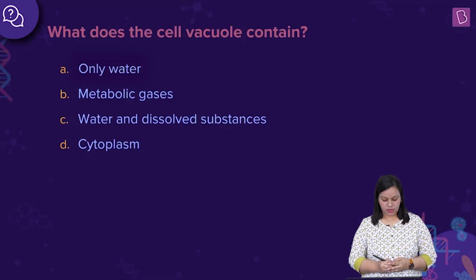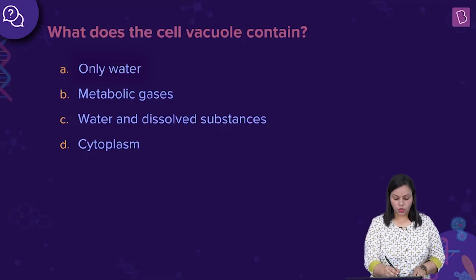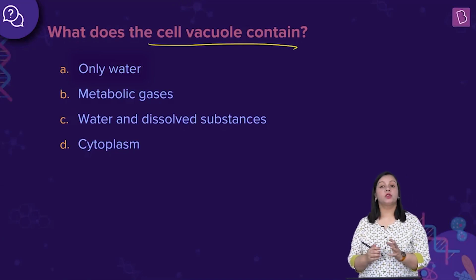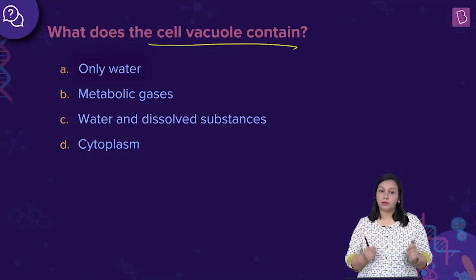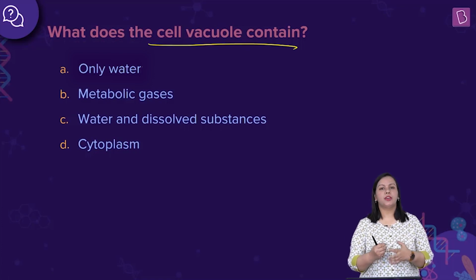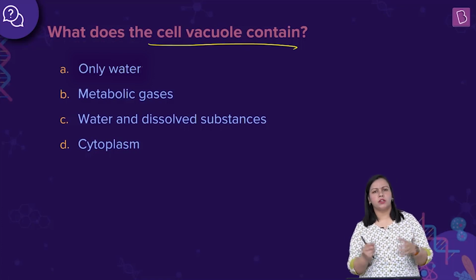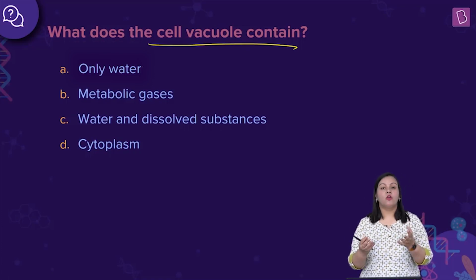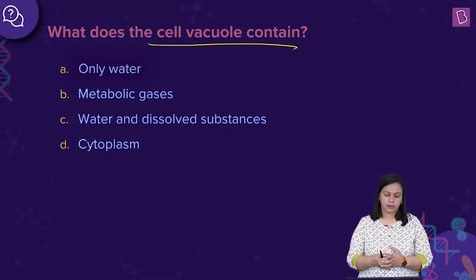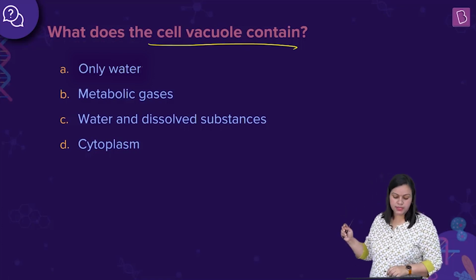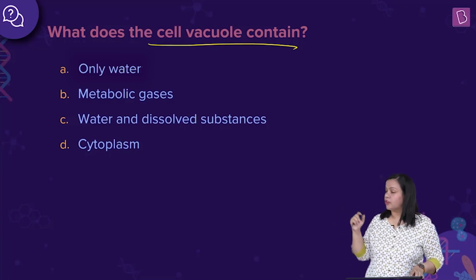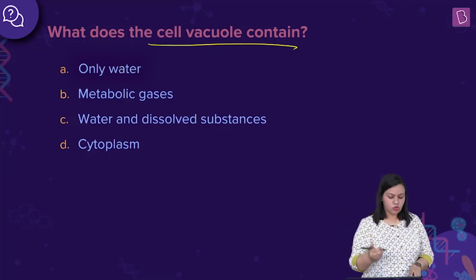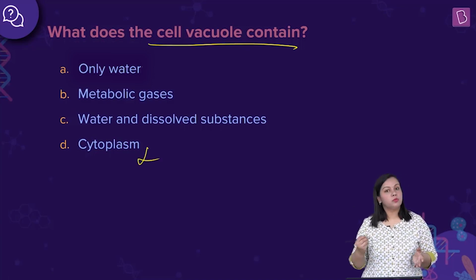Let us have a look at this question. What does the cell vacuole contain? So we are talking about a cell vacuole. What is a cell vacuole? It's basically a single membrane bound cell organelle which acts like a storage unit for water, for waste, for dissolved solutes. The options given are only water, metabolic gases, water and dissolved substances, or cytoplasm. So you know that cytoplasm is not going to be the right answer.